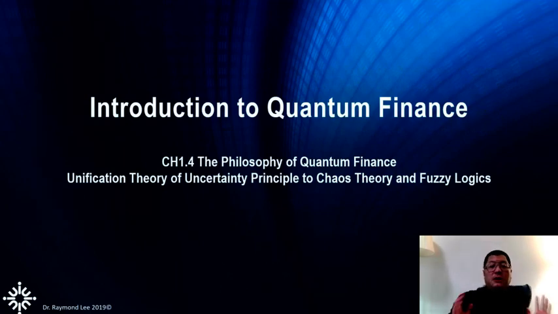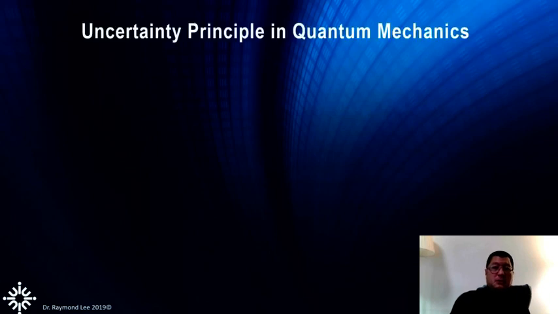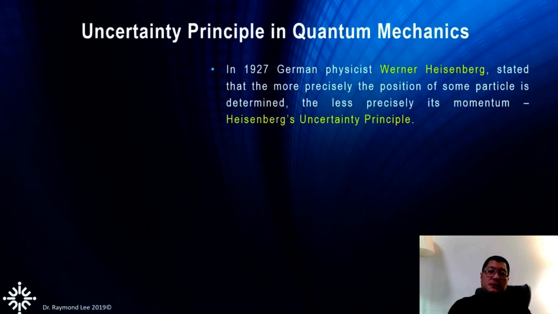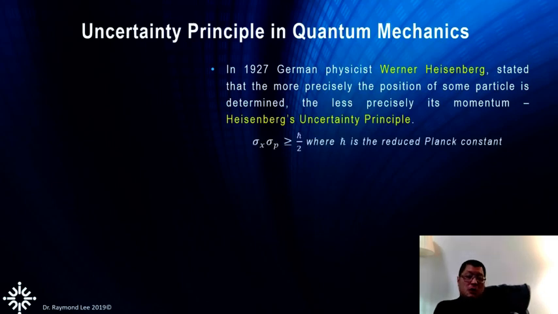Okay, the philosophy for quantum finance: the unification theory of the quantum uncertainty principle, chaos, and fuzzy logic. So the uncertainty principle, my favorite. So in 1927, Heisenberg, okay, again, stated that the more precisely the position of some particle is determined, the less precisely is the momentum, which means you cannot observe the particle location and also its momentum, which means mv, mass times velocity, at the same time, 100% sure. He doesn't say why, he just claims it. But the funny thing is, it's true after 100 years. Okay, all he said is true.